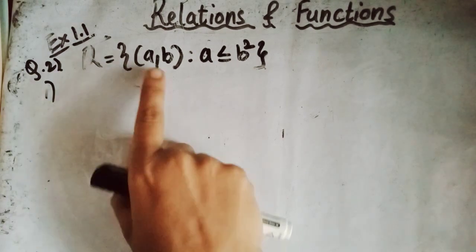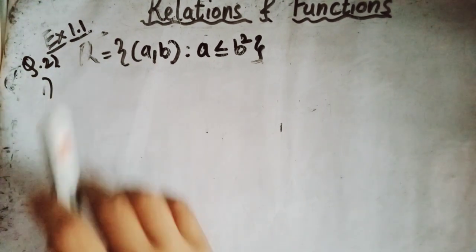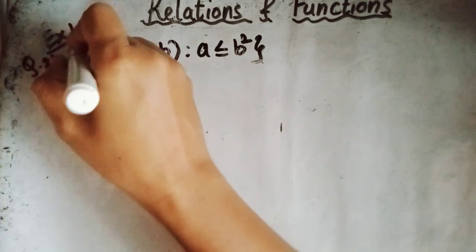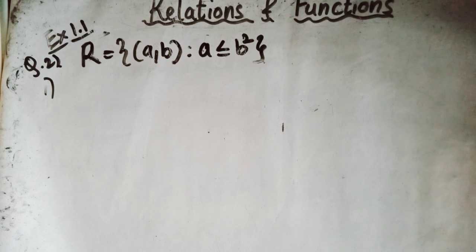Okay, so you have to show that R is defined to be (a, b) such that a is less than or equal to b square, and this set is defined on the set of real numbers, which includes all the natural numbers, whole numbers, rational numbers, and integers. Okay, so let's check for reflexivity.